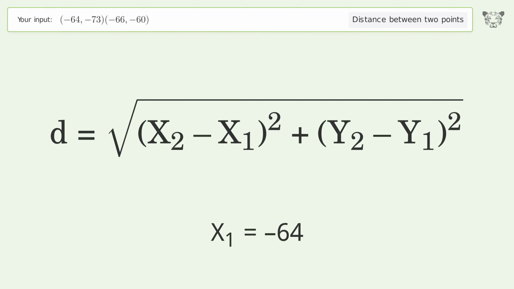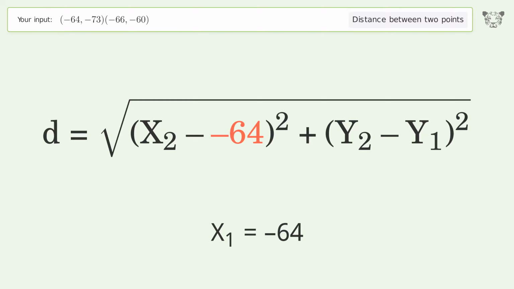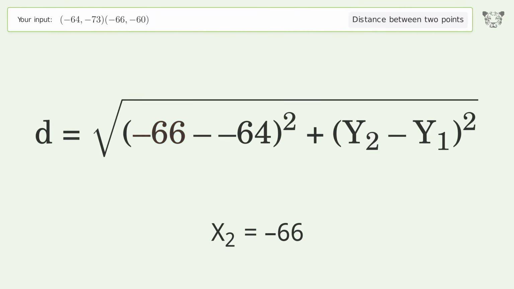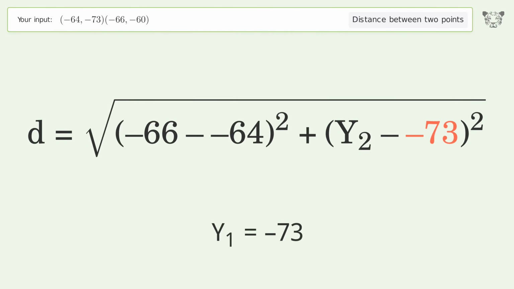x1 equals negative 64. x2 equals negative 66. y1 equals negative 73. y2 equals negative 60.